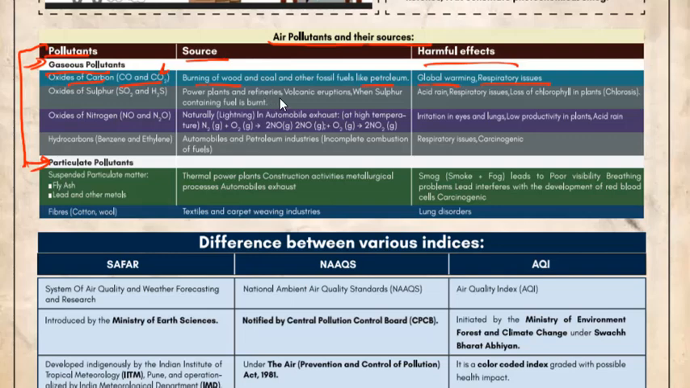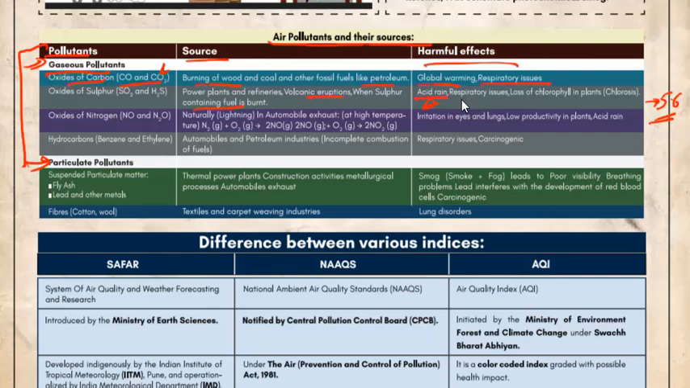Power plants, refineries, volcanic eruptions when the sulfur containing fuel is burned. Acid rain: do you know what is responsible for the acid rain? This is oxides of sulfur and oxides of nitrogen. We define rain having pH value less than 5.6 as acidic, like acid rain. If the rain has pH value less than 5.6, then it is considered acid rain.